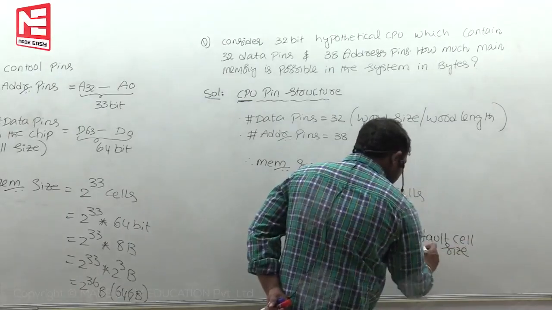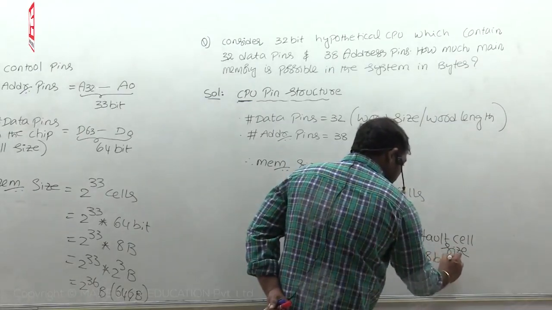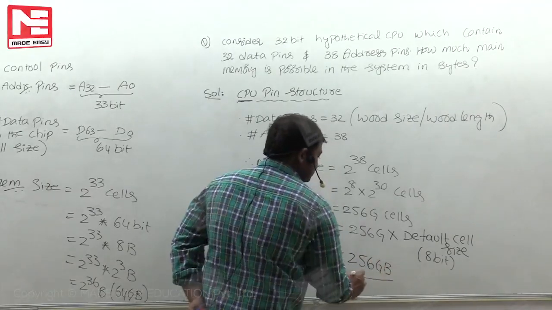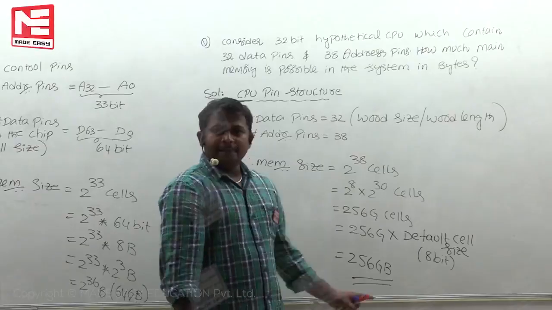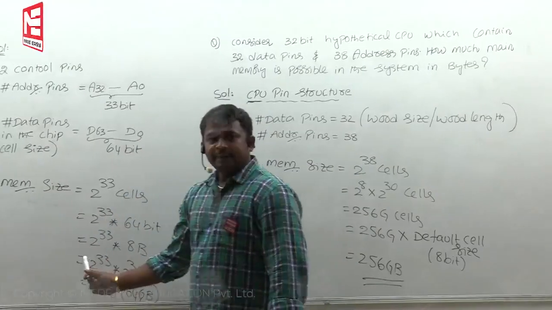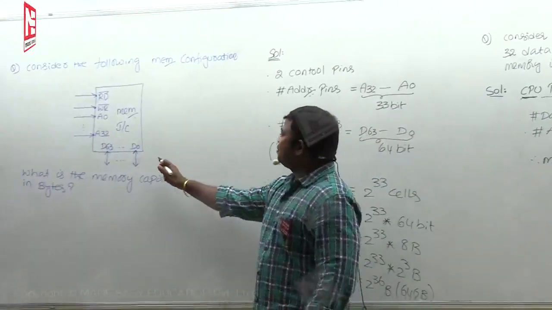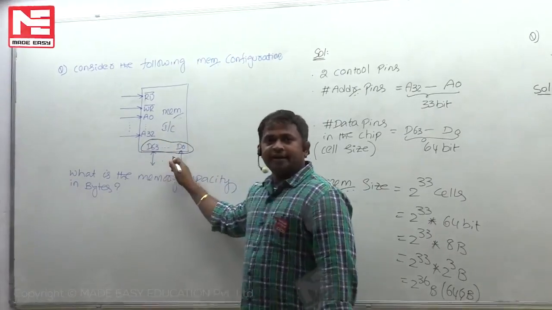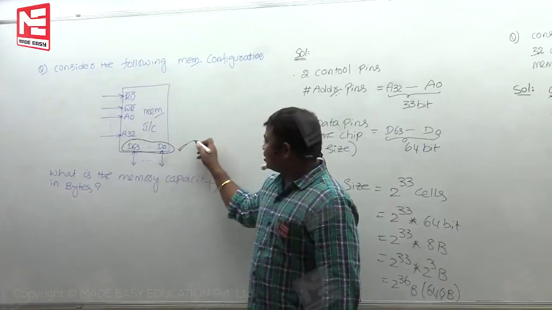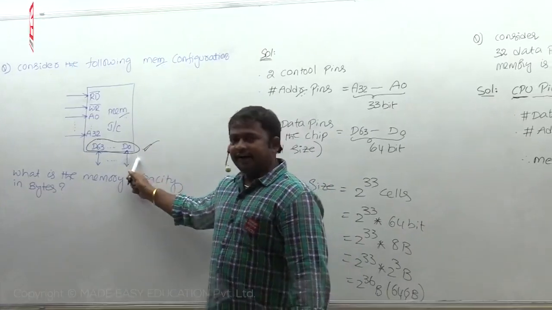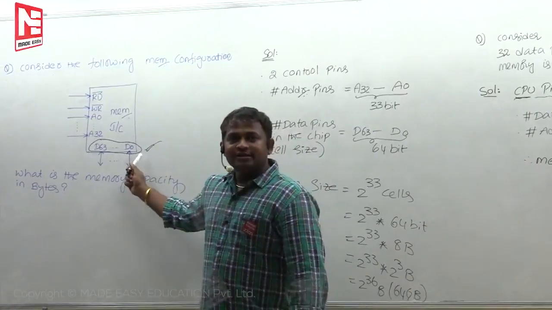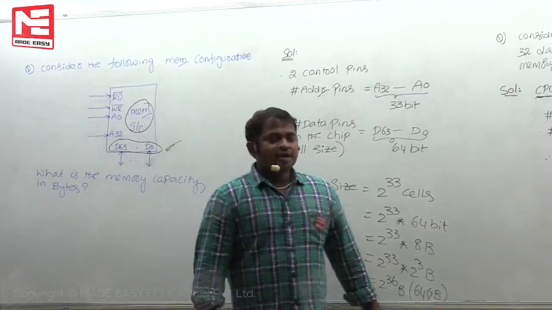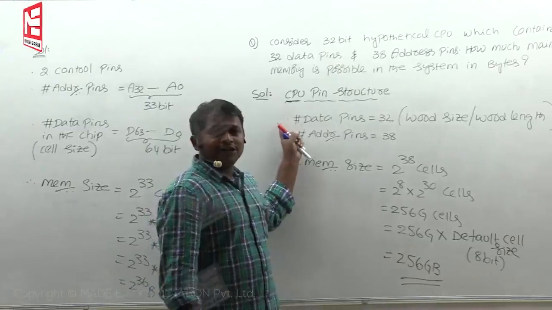Default cell size is 8 bit, right? Therefore, it becomes 256 GB. This is the answer. Compare with the previous question. In the previous question, the memory chip configuration was given. In the memory chip configuration, 64 data pins are explicitly mentioned. Because 64 data pins are explicitly mentioned, this is the cell size. But here, the memory chip configuration is not given.